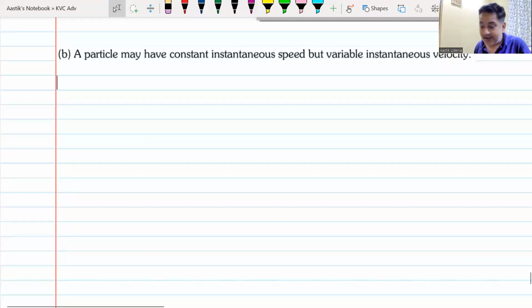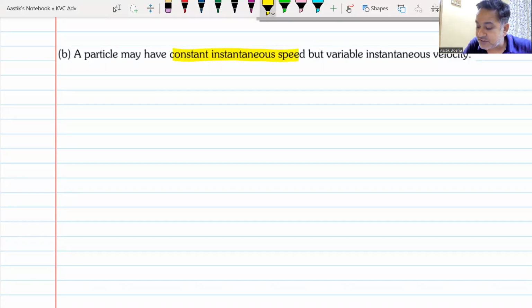Then this point, sir. A particle may have constant instantaneous speed. So its speed may remain constant, but the velocity may keep on changing. Why can it keep on changing? Because the direction can keep on changing. Yes or no? Yes, sir. These are all the points that will come as questions in your exam.